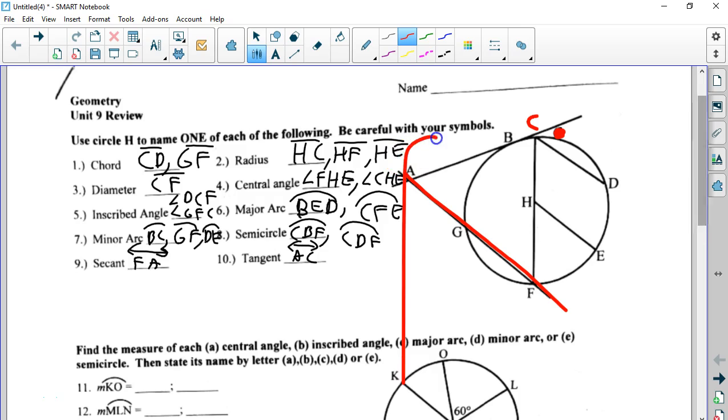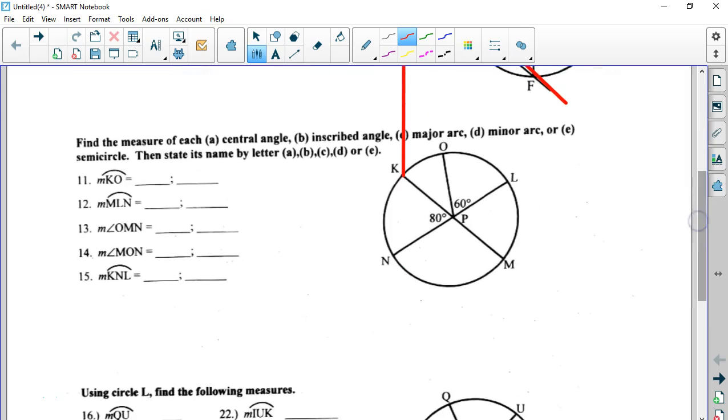KO is right here. That's KO. Two letters means an arc, and remember, pay attention to the symbols. This is an arc. This is an arc. This is an arc. 13 and 14 are angles. Pay attention to that. Now, 11 only has two letters. That means it's a minor arc.